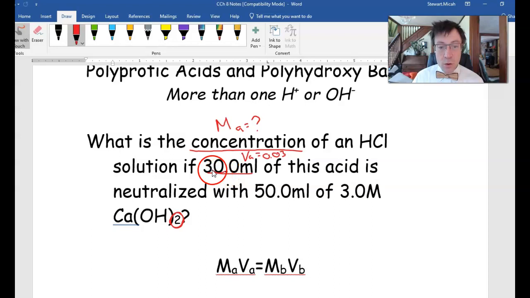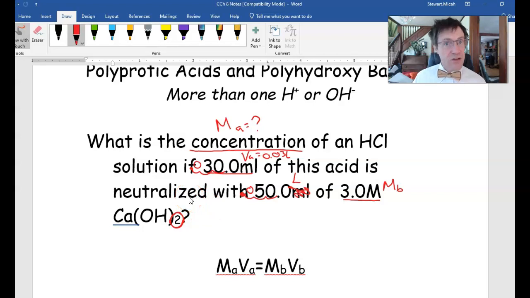We're going to go 1, 2, 3. It'll be 0.030 liters of this acid, neutralized with 1, 2, 3, so it would be 0.050 liters. And right there, that is the molarity of your base. But we have to correct for this thing, okay?